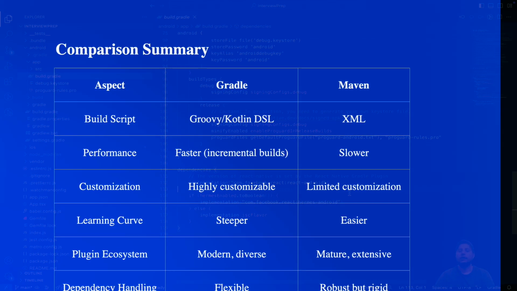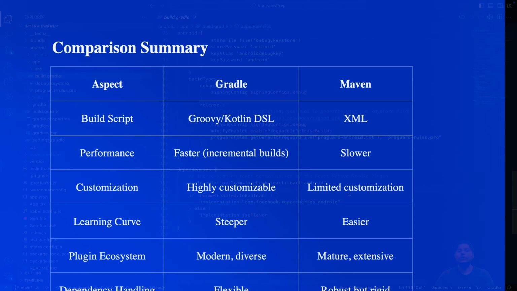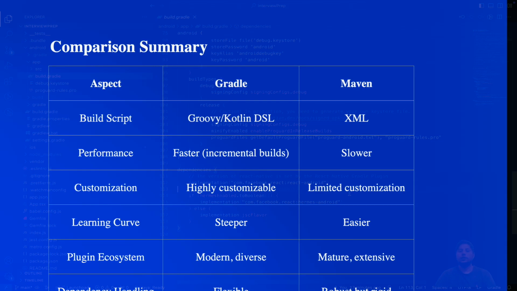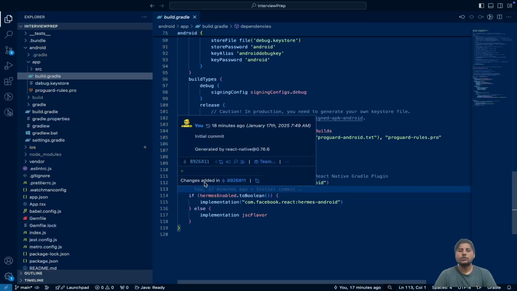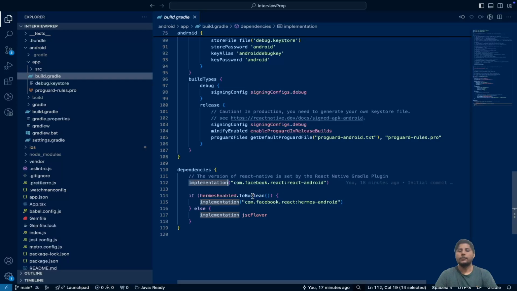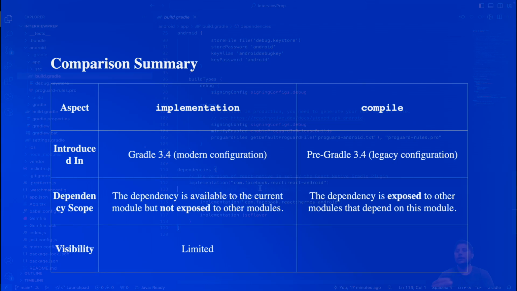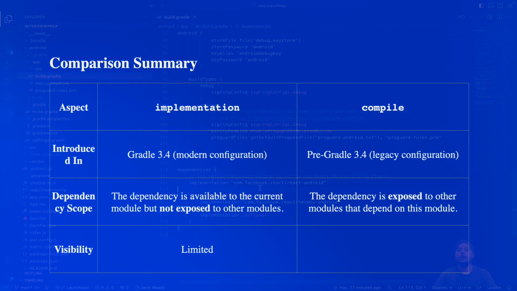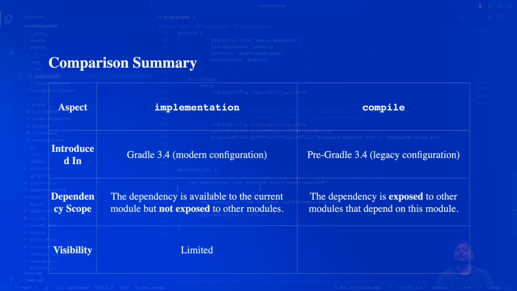We are talking about the Android, so you can download all of these dependencies here. Earlier we were using the keyword compile. Now we are using implementation. Compile was used with the older version of Gradle, around 3.4 something. It is replaced with implementation. Implementation has greater performance than compile.